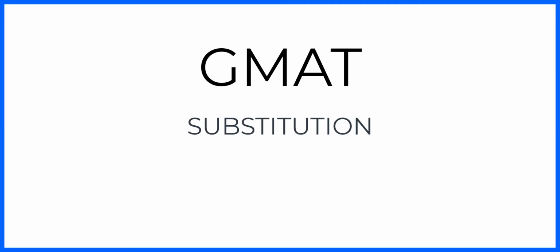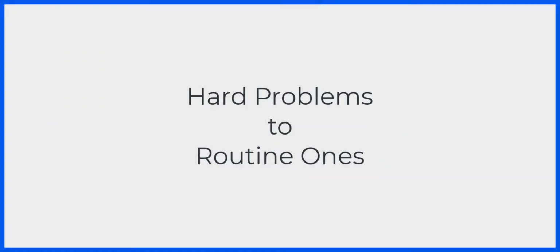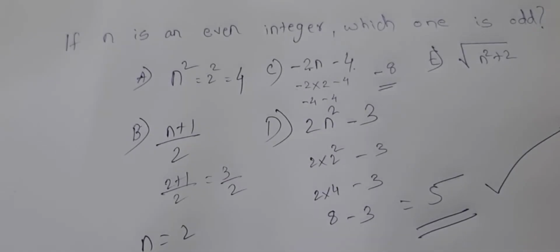Substitution is a very useful technique for solving GMAT math problems. It often reduces hard problems to routine ones. In the substitution method, we choose numbers that will have properties given in the problem and plug them into the answer choices. So let's take this example.